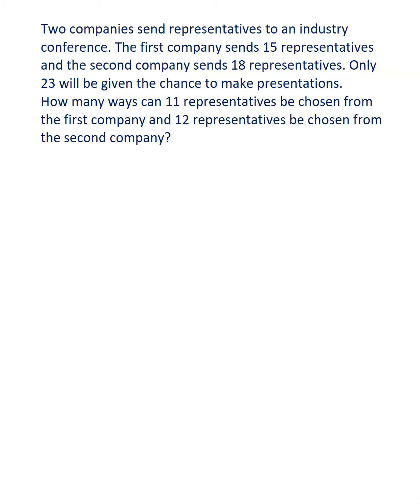In the next example, I'd like to show you how we can sometimes use multiple combinations in a problem where you will use multiple counting principles to solve a problem. So here we might be called to use the combination principle along with the fundamental counting principle and so on. Let's read this problem. 2 companies send representatives to an industry conference. The first company sends 15 reps and the second company sends 18 representatives. Only 23 will be given the chance to make presentations. How many ways can 11 reps be chosen from the first company and 12 reps be chosen from the second company?